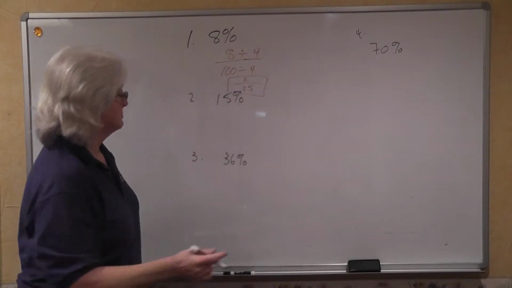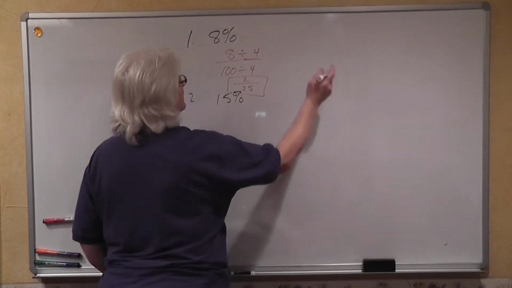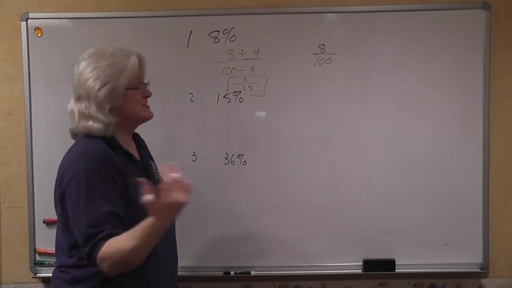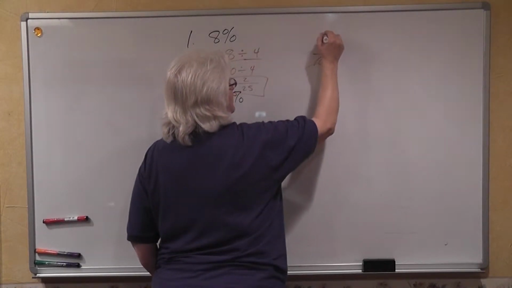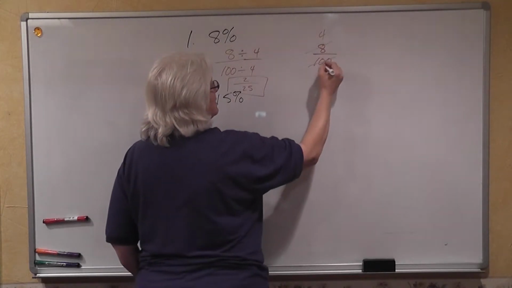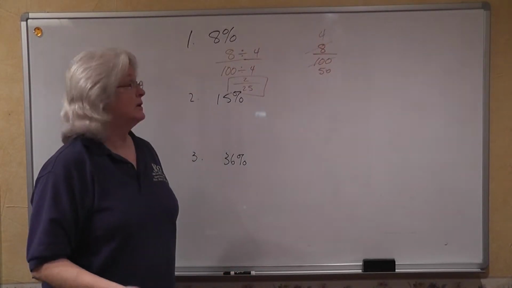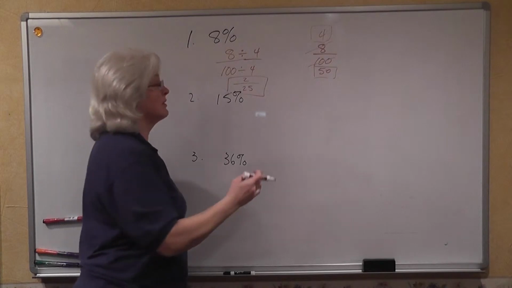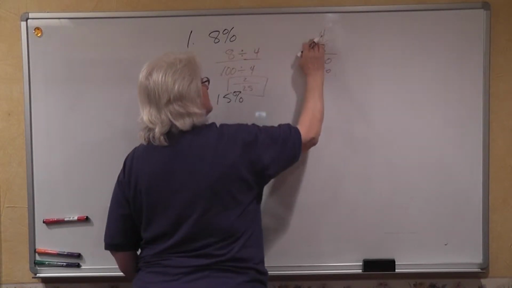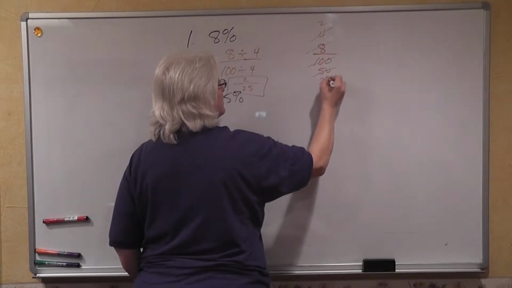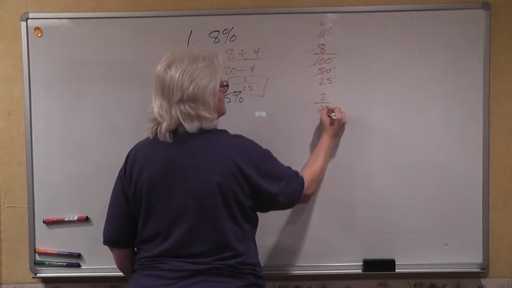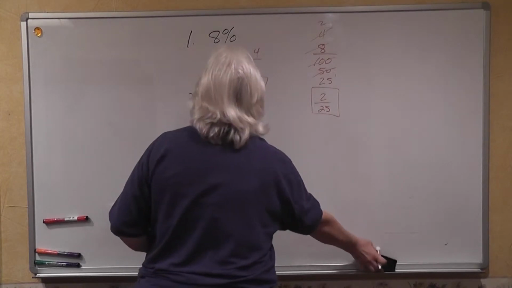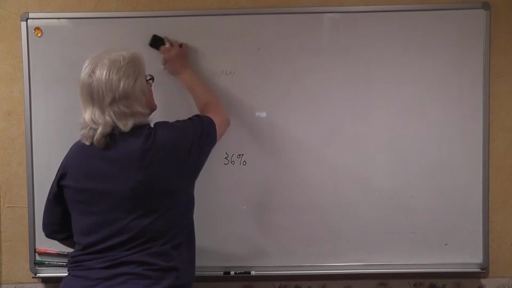Another way that you could do this, that most of you are very comfortable with, is we have 8 over 100. You see that there's a common factor of 4, but maybe you don't see that right away. You have a common factor of 2. 8 divided by 2 is 4, 100 divided by 2 is 50. Now you see that you still have not reduced this to lowest terms because both of these numbers are even. So you can divide by 2 again, cancel out a common factor of 2. You have a 2 in the numerator and a 25 in the denominator. So you've now reduced this to lowest terms. So 2/25 is 8% expressed as a fraction in lowest terms.